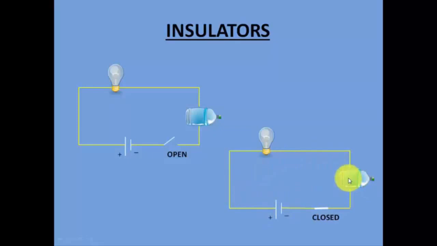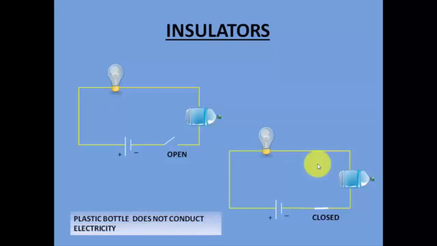So what can that be? That is definitely this plastic bottle. This plastic bottle will not allow the negatively charged electrons to pass through it. That means a plastic bottle is a poor conductor of electricity because it is not allowing the electrons to flow through it. So what have we confirmed? We have confirmed that a metal drum is a good conductor, but a plastic bottle is a poor conductor. A plastic bottle does not conduct electricity.